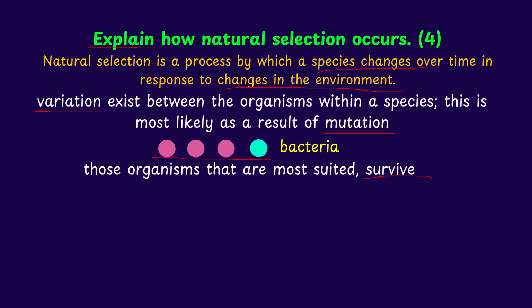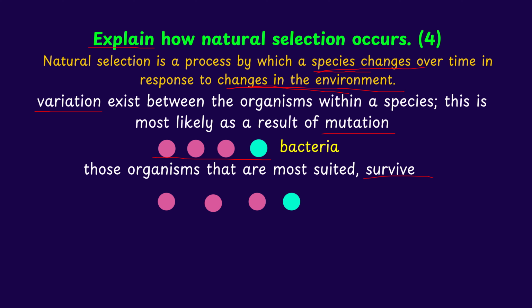Survive what? Let's go back to the definition of natural selection. Remember, it says the species changes in response to changes in the environment, right? So the changes in the environment would be what the organisms are surviving. The ones that are most suited, they will survive the change in the environment. So let us look at our species one more time.